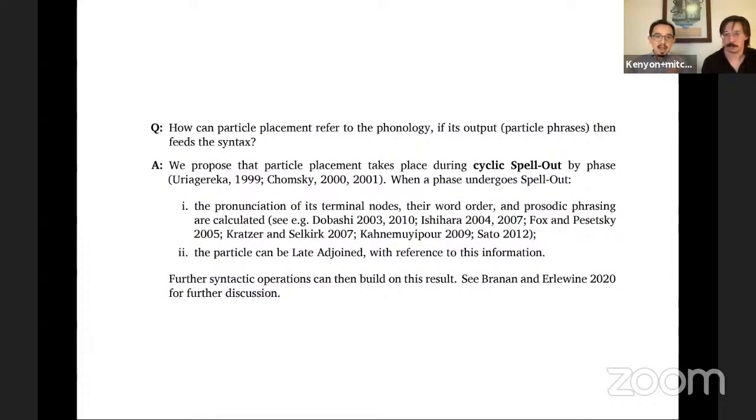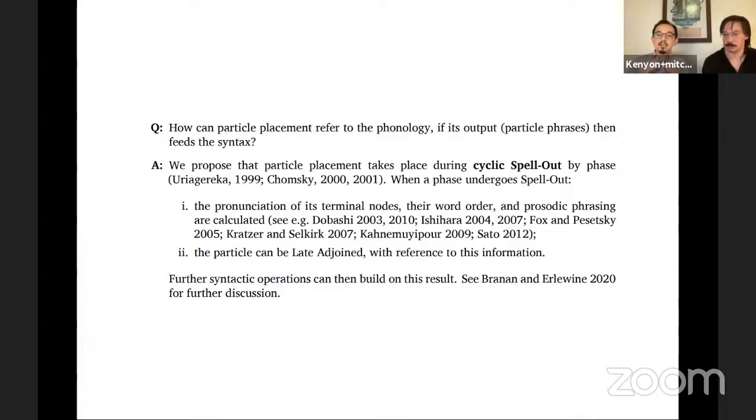Now, we also want to ask, how can particle placement refer to the phonology if the output, under the position Kenyon introduced, particle phrases, is exactly what feeds the syntax? Remember that in the position that Kenyon introduced, all of the apparent syntactic references are actually references to particle phrases. So you have to be able to target them for syntax. How does that work if we just totally post-syntactically insert particles? Our answer would be, it's not entirely post-syntactic, but it happens at certain punctuated points in the derivation. In particular, particle placement can take place during cyclic spellout by phase.